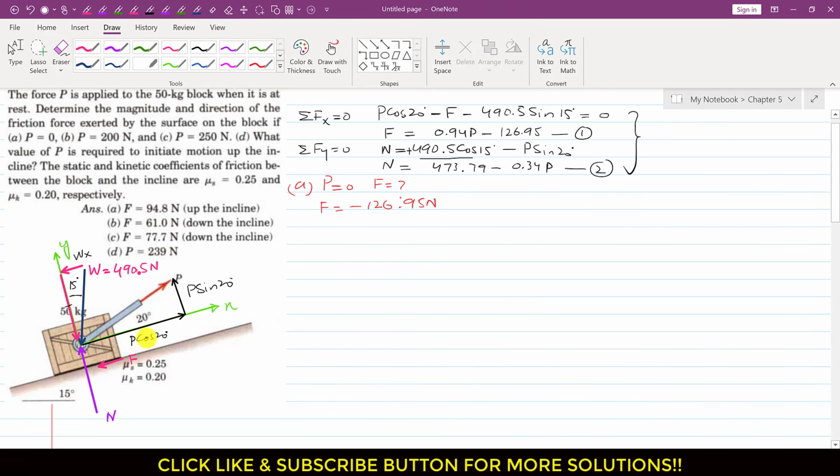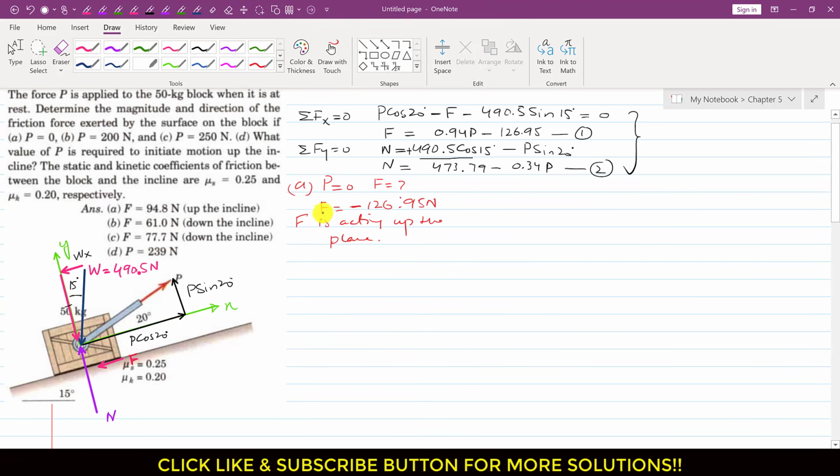This means that this block tends to move in the downward direction, so the friction force will be acting in the opposite direction. So this minus sign means that the friction F is acting up the plane, since we assumed that the friction force is acting down the plane, but here we have a minus sign, so the friction force is acting up the plane. And this is the friction force.